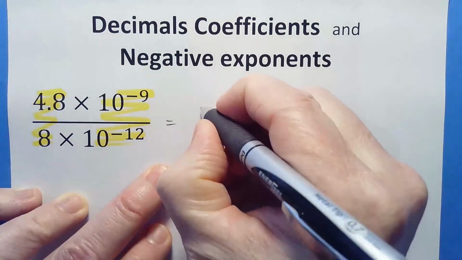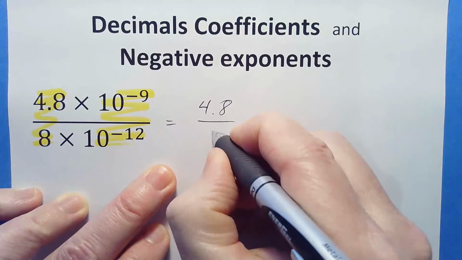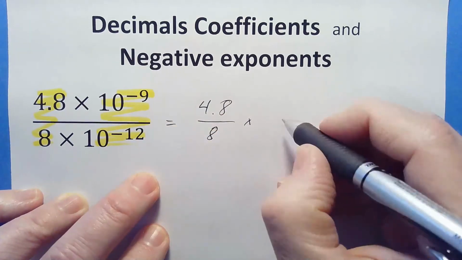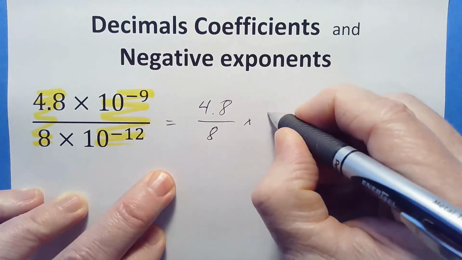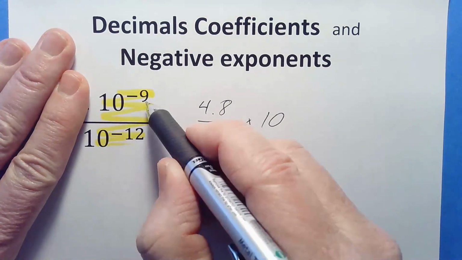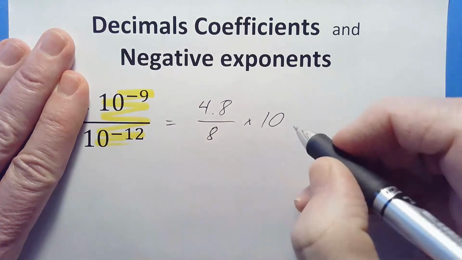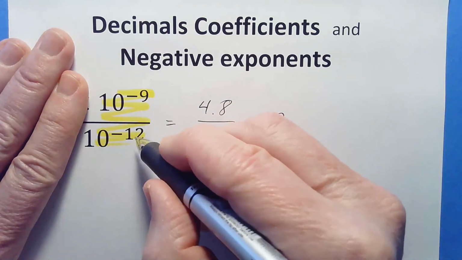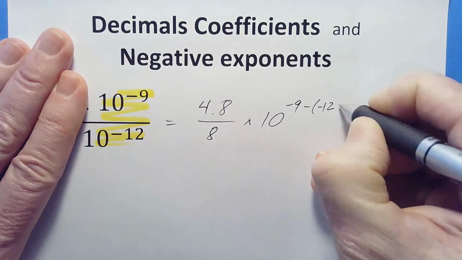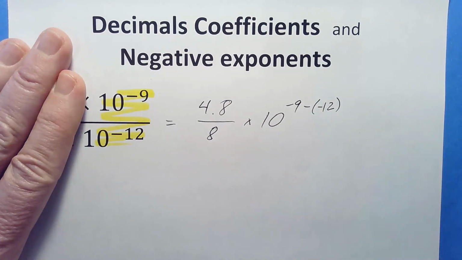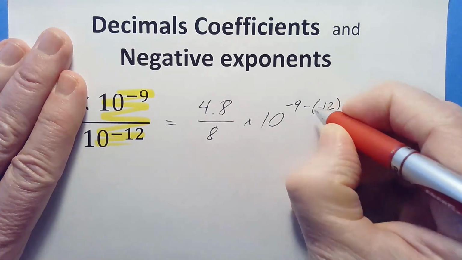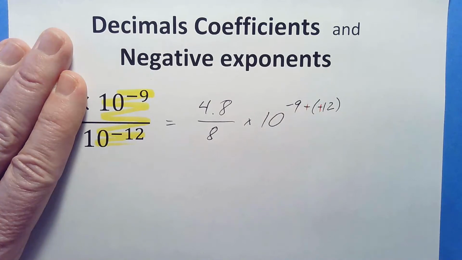So I end up with 4.8 divided by 8, whatever that is going to be, times this. Now, I could rewrite it, but let's just jump straight to it. If I'm dividing, let me just cover this for a second. This is like saying 10 to the negative 9th divided by 10 to the negative 12th. Well, I'm going to subtract the bottom exponent. So this is negative 9 minus negative 12. Be very careful when you have negative exponents. Don't try to do too much in your head. Minus a negative is like plus a positive, isn't it?